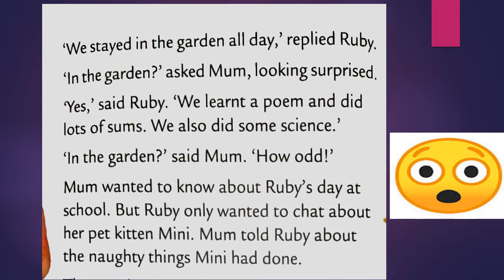So here we come to know that Ruby learnt a poem in English, solved sums in maths, and studied science too in the classroom. But when she said that she stayed all day in the garden, it creates confusion for her mother, Mrs. Gibbons, that it is strange to learn all the subjects in a garden. Her mother wanted to know more about Ruby's day at school, but Ruby is interested in telling about her pet kitten Minnie, so she started telling her about the naughty things Minnie had done.